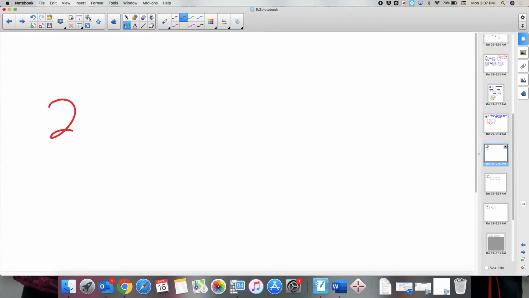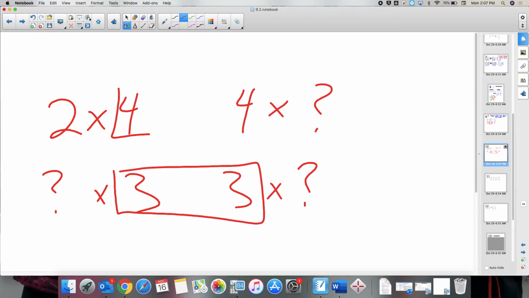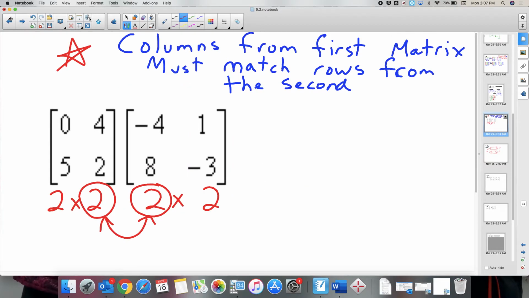A 2 by 4 matrix, for example, could only be multiplied with a 4 by something. Or a something by 3 matrix would have to be multiplied with a 3 by something matrix. These inside numbers have to match. That's what our rules say. The columns from your first must match the rows from the second. Your outside numbers, though, they are not useless. They tell us how big our answer should be.